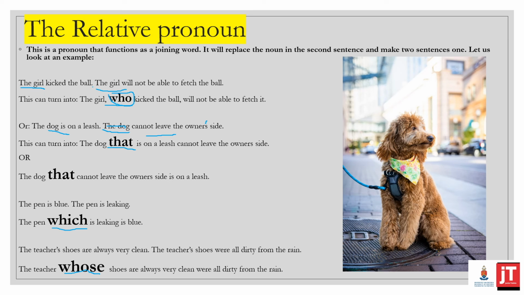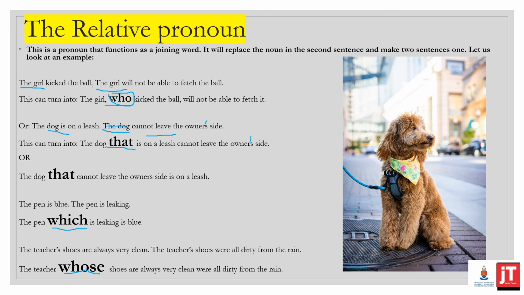Right, so we can turn this into: The dog that is on a leash cannot leave the owner's side. Okay, why am I not using who there? Why am I not saying, the dog who is on a leash cannot leave the owner's side? Well, that is because of the rule that says if we are referring to an animal, or an object or a place, we cannot use who. Who, W-H-O, is used for people only.